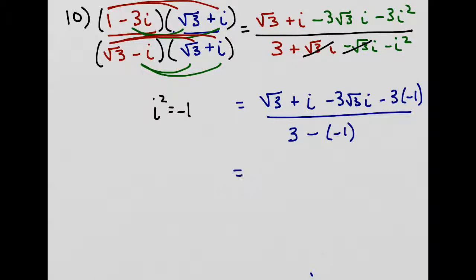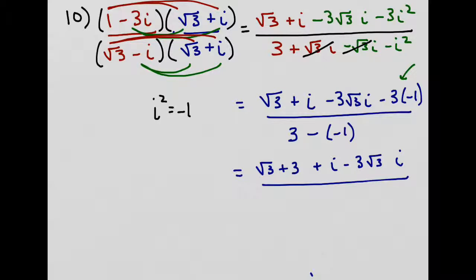So let's keep going here. Up top, we're going to have this negative 3 times negative 1 is going to be positive 3. So I'm going to move it over by my other real number. So I'm going to have square root of 3 plus 3 plus i minus 3 square roots of 3i. And then down below, a negative times a negative is going to be a positive here. So I'm going to end up with 3 plus 1, which is 4. So that will be just 4.